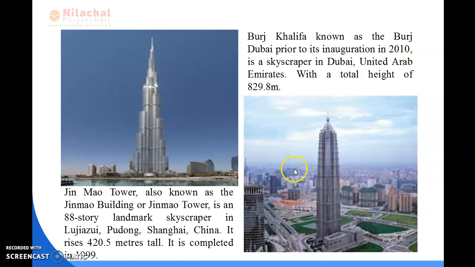The next figure is the Jin Mao Tower, which is also known as the Jin Mao Building. It is an 88-story building situated in Shanghai, China. So these are some tubular structures in the world.